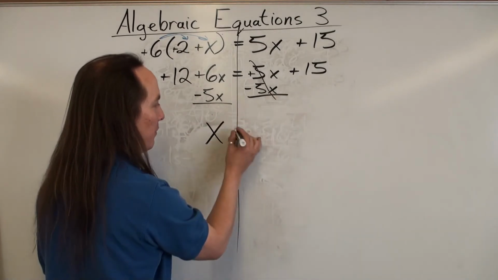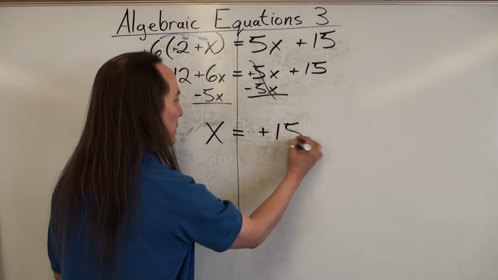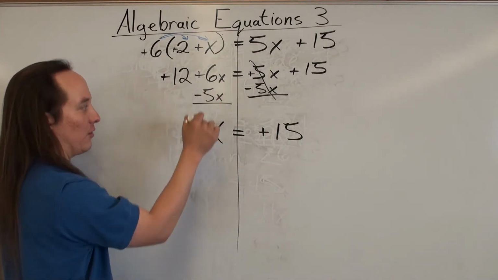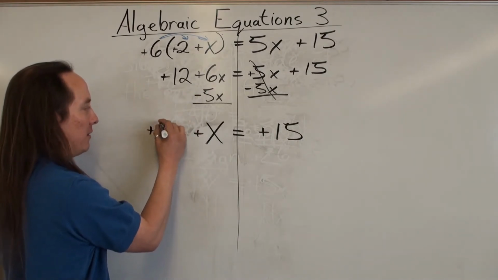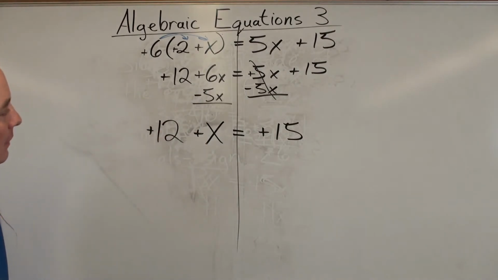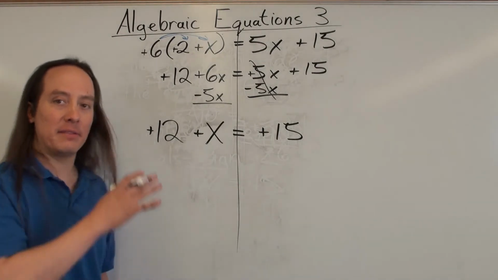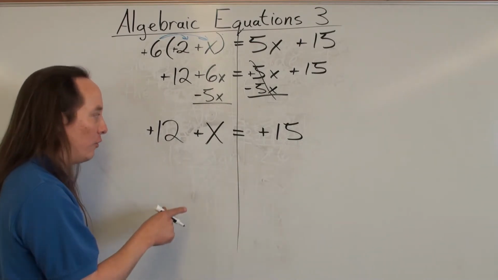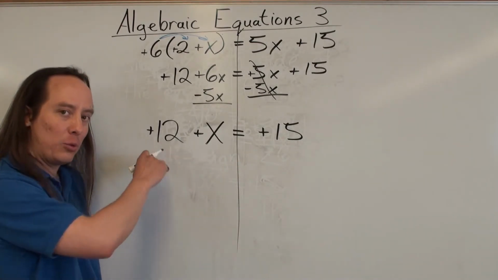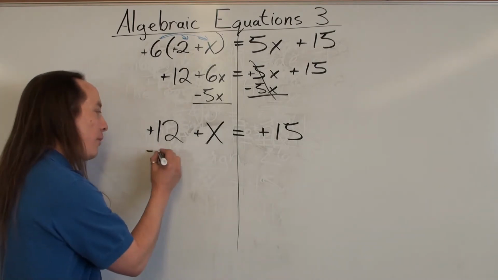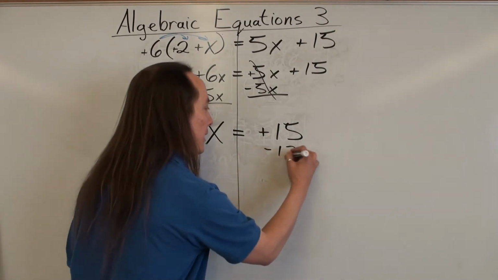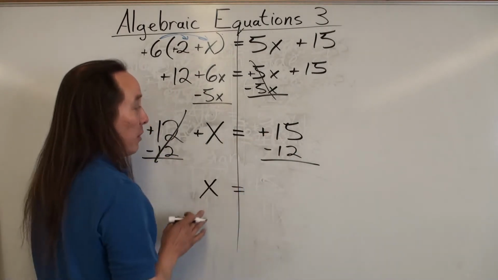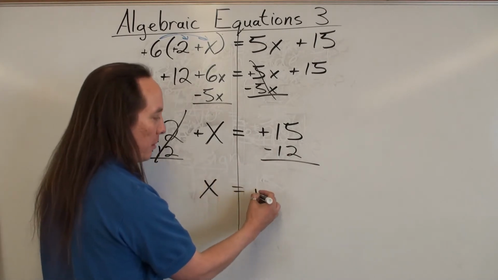All right, so I'll bring down my 15 over here on this right side. And my x is positive because the larger number keeps its sign when we do a subtraction like that. And I'll bring down my positive 12. So I have all the x's over here on the left side. That means all the other numbers that don't have a variable go on the right side. So the 12 has to go over there. What do I do to this positive 12 so that it equals 0? I subtract 12. I have x isolated! And it's positive. 15 minus 12 is positive 3.